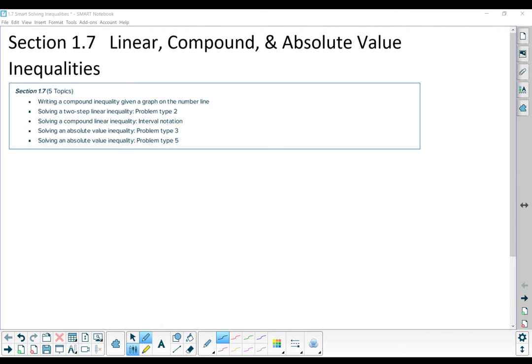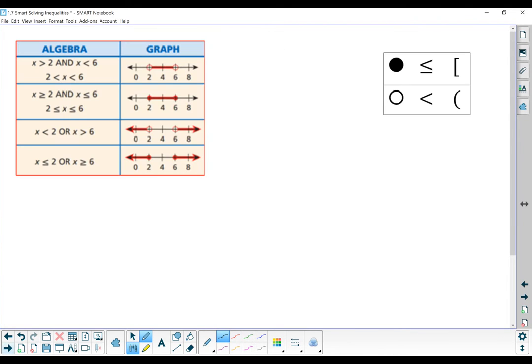Hi, Math 1050. This is section 1.7, talking about linear compound and absolute value inequalities today. Hopefully you remember working with inequalities and interval notation in some of your prior math classes. So just as a little brief review, if x is between two numbers, our inequality notation looks something like this, which on the graph might look like this, where you have that segment between the two numbers.